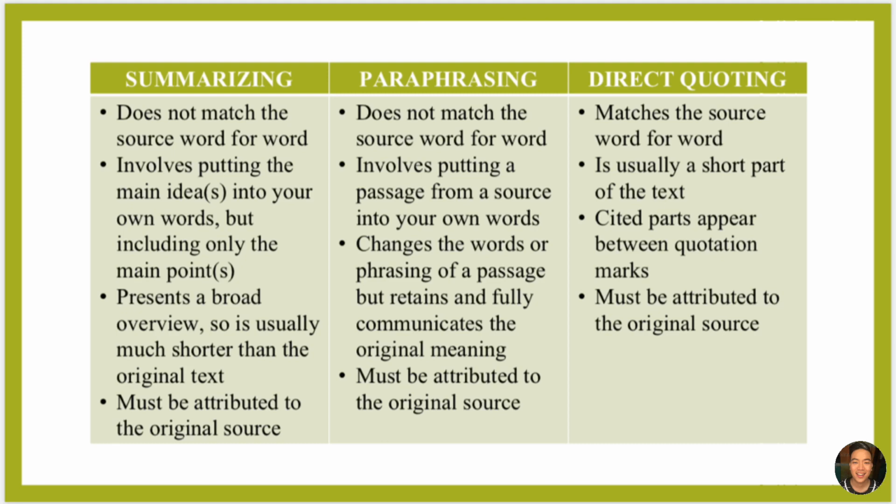Let's proceed to the direct quoting. It matches the source word for word. It is usually a short part of the text. The cited part appears between quotation marks and it must be attributed to the original source. So these are the similarities and differences of the three skills. Now let's check the example.